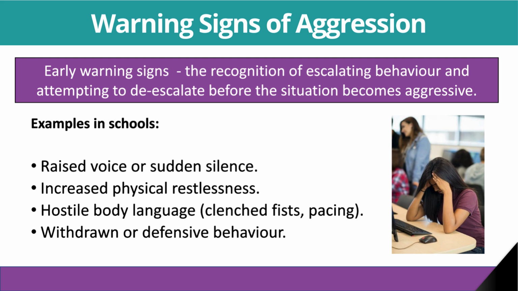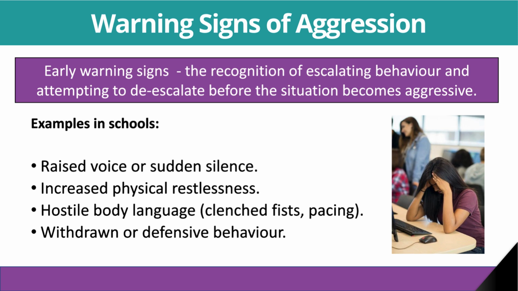Early recognition of the signs of aggression is essential for preventing situations from escalating. Being able to identify when a student is beginning to lose control allows staff to intervene before aggression fully manifests. Warning signs may include a raised voice or sudden silence. A noticeable change in tone, volume, or communication style is often a red flag. Some students may begin to shout or use a more aggressive tone, while others might suddenly become silent and withdrawn.